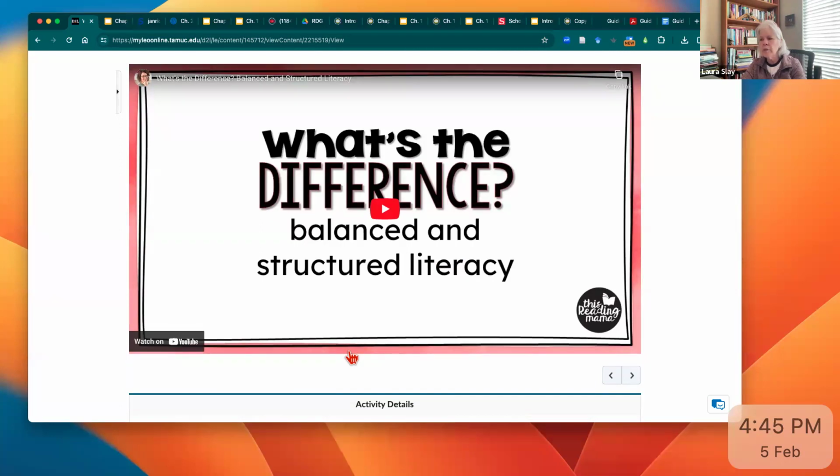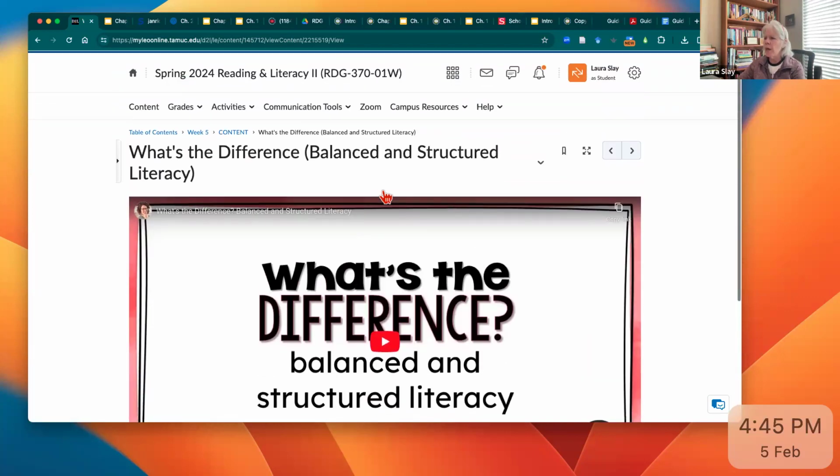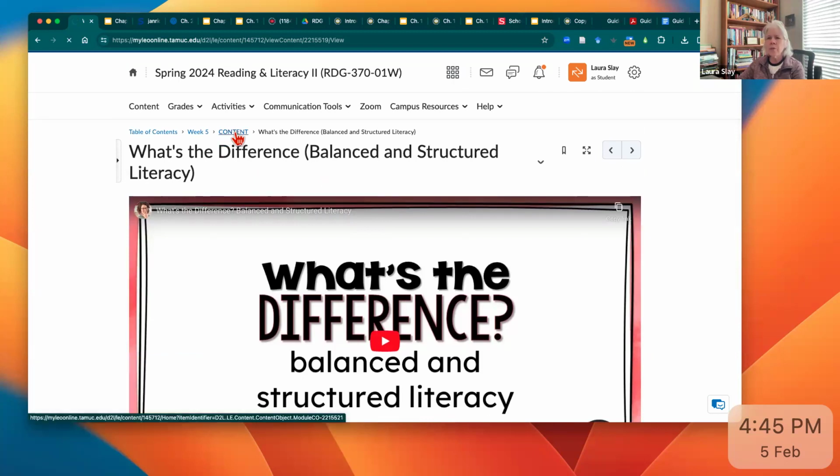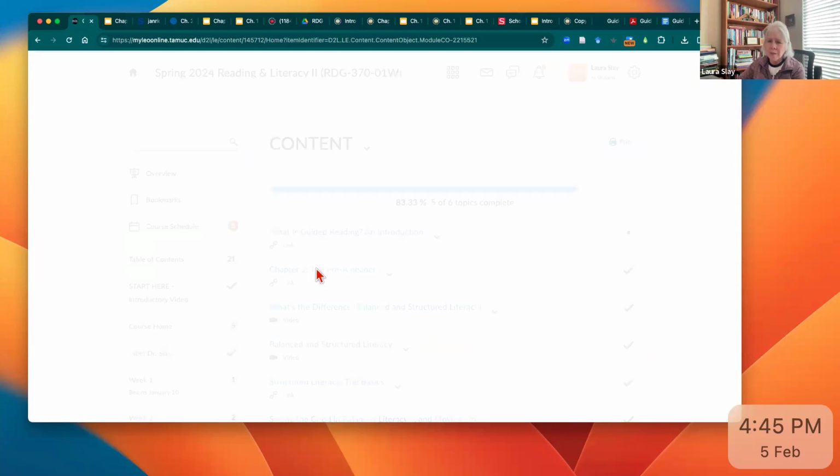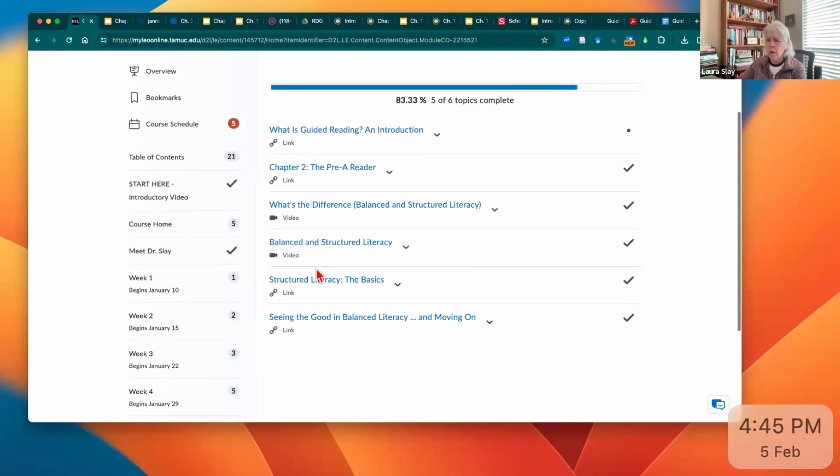So she gives a really fair assessment of what she knows about balanced literacy and what she understands about structured literacy, and how they can either complement each other, where the shortcomings of one are and the strengths of the other are, etc. So I thought that this one was really a fair one for you to get both sides of the coin, because you're going to see both in schools.